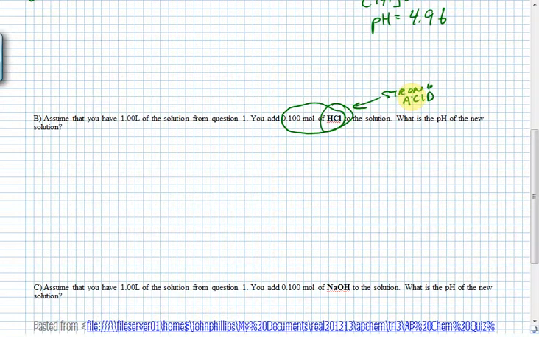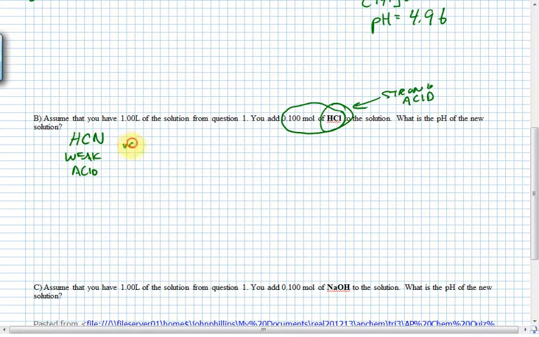Very important. We know that strong acids are completely ionized, weak acids are only partially ionized. So we're adding strong acid to a solution of a weak acid. So we have two acids floating around in here. We have HCN, our weak, very weak acid, versus HCl, our strong acid.